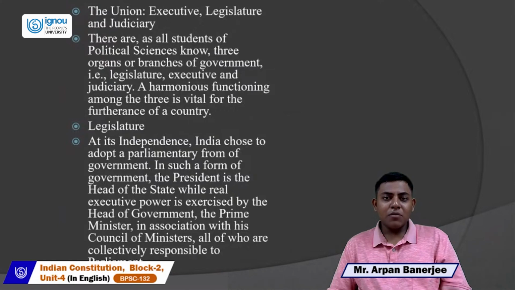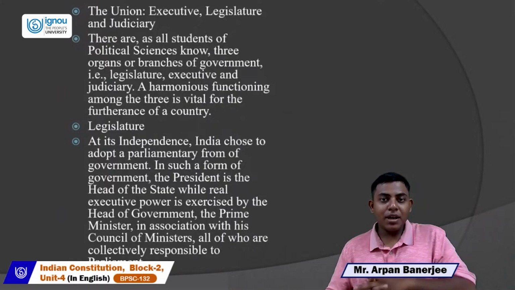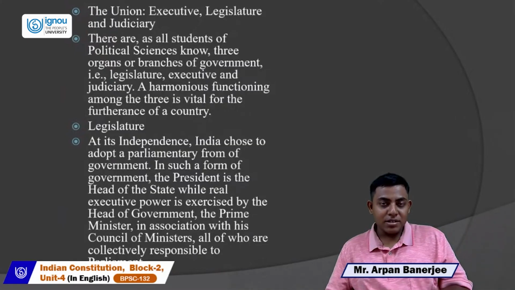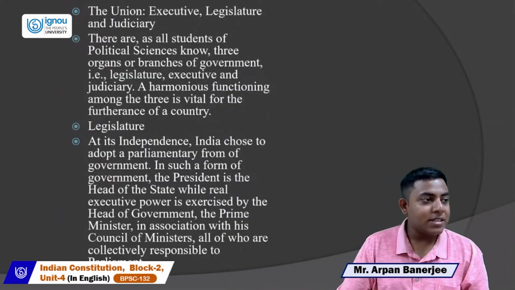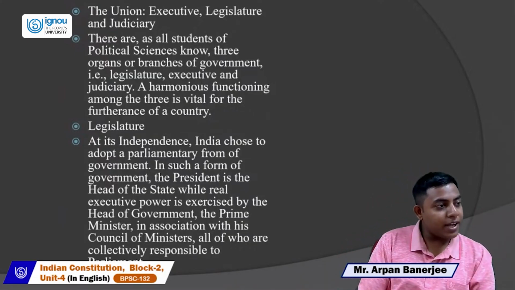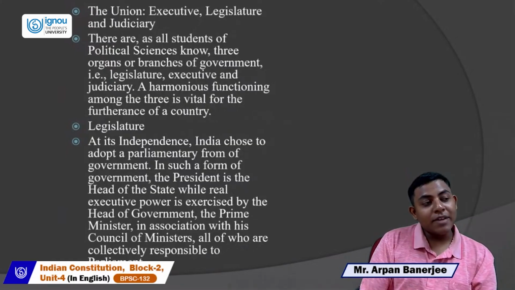Then Article 61 is regarding the impeachment of the President of India, which has never been done. Then Article 62 says that the election of a new president shall be done before the term of the sitting president expires. Then Article 63 says that there shall be a vice president of India. Article 64 says that the vice president of India shall be the chairman of the Council of States. Article 65 says that in case the president is not able to discharge his or her duties, then the vice president of India shall discharge those duties.